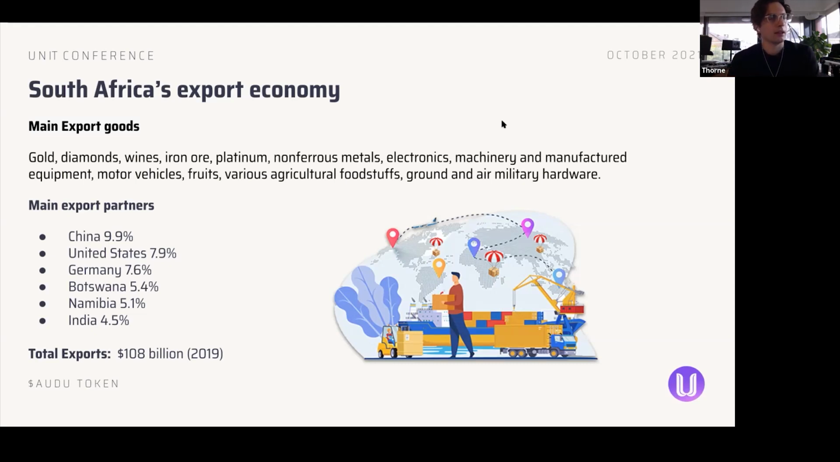I think this might even be touched on later, but South Africa in fact has the largest gold deposits in the world. So I'm sure that as far as things go, there's going to be continued mining and resource extraction there. Main export partners: we have China, United States, Germany, Botswana, Namibia, and India. China again is taking the lion's share here, which is what I've also seen happen in New Zealand and Australia. China definitely is very intensive on resource importing. And total exports for South Africa in 2019 were at 108 billion.